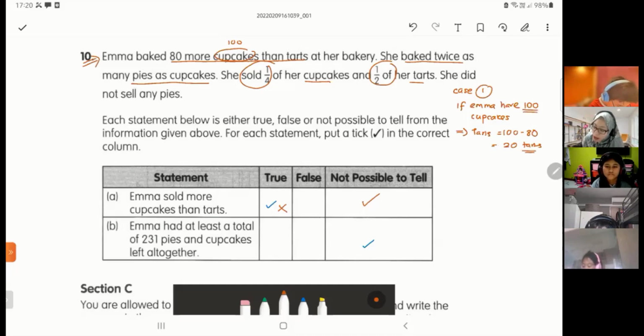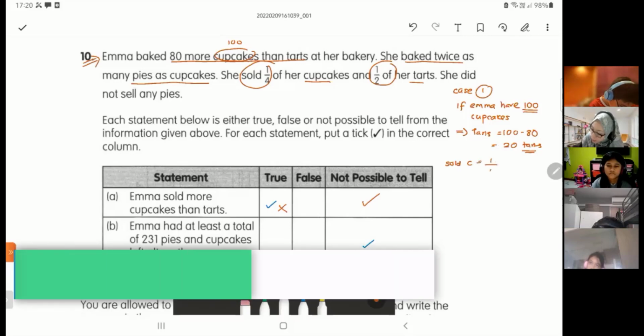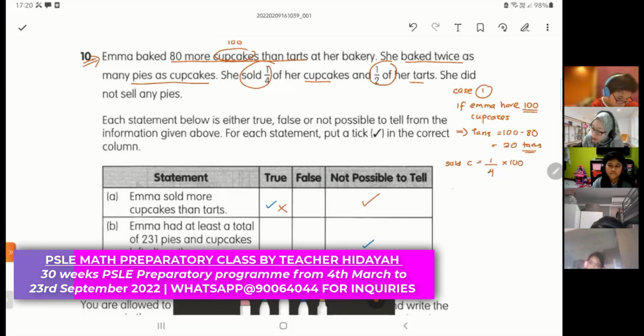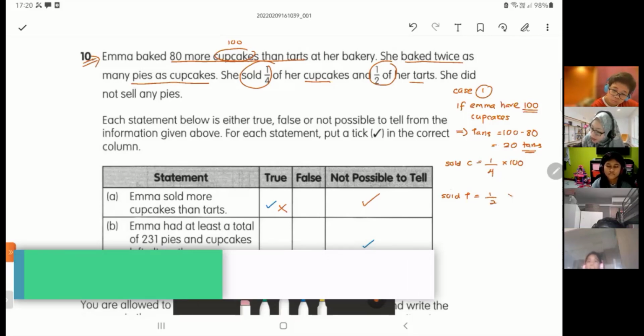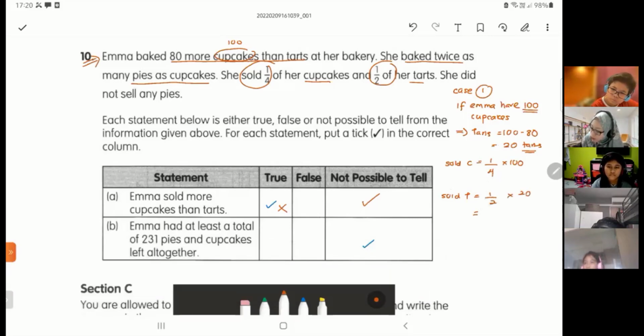Then what happened? She sold 1/4 of her cupcakes. So the cupcakes sold will be 1/4 times 100, and the tarts sold will be half times 20. Then we find out: 1/4 of 100 is 25, and here is 10, right? Then, can we say that Emma sold more cupcakes than tarts?